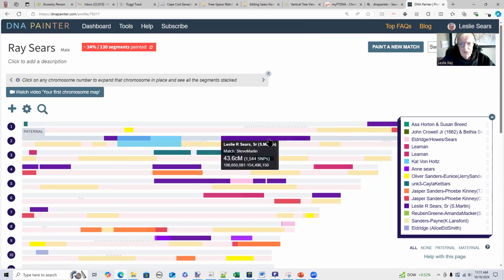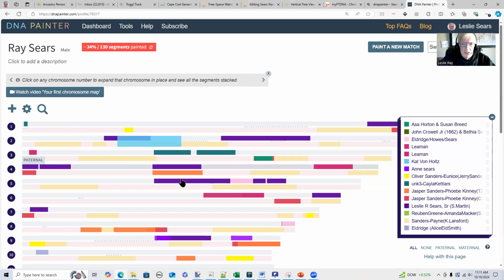I like these purple ones because I have a half first cousin. We have the same grandfather, but we have different grandmothers. That means any DNA that my half first cousin and I share came from our grandfather. So that's pretty interesting to be able to see.